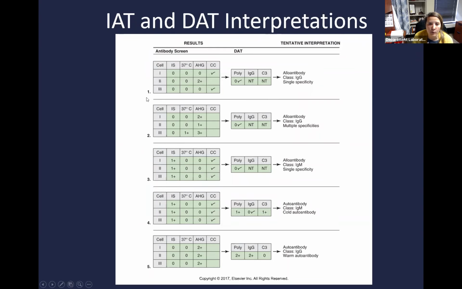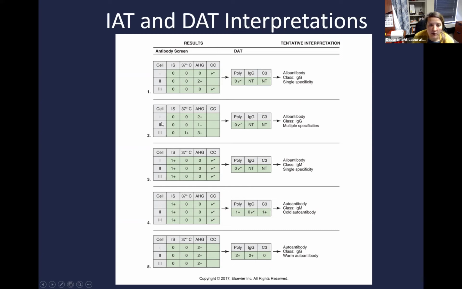All right, so notice in example 1, here are our IAT results. Screening cell 1 is negative. Screening cell 3 is negative, but we do have a 2+ reaction with screening cell 2. So this does indicate the presence of an alloantibody. It's reacting at the AHG phase of testing, so it's considered a classification of IgG. This is probably a single alloantibody. And then if we were to do the DAT, because there's no autoantibody involved, our polyspecific would be negative, so there's no need to test further with our monospecific. So this is a negative DAT.